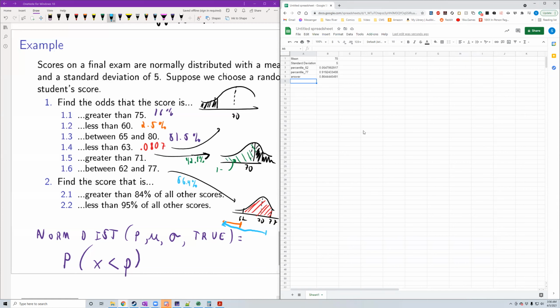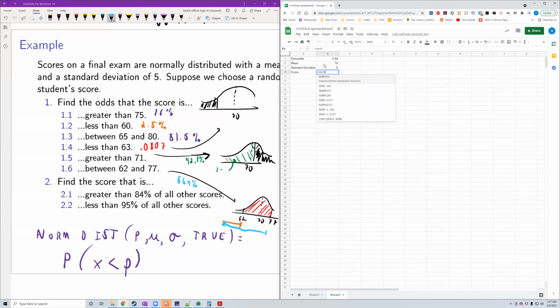We can similarly use inverse norm to do the opposite. Given a percentage, find a z-score or find a value. So in this case, let's go to a new sheet here. We want to start with the percentile, given also the mean and the standard deviation. It gives us 0.84, we'll put it in as a decimal, and the same mean as before and the same standard deviation as before. Let's put this for score. That would tell us the score that we would obtain.